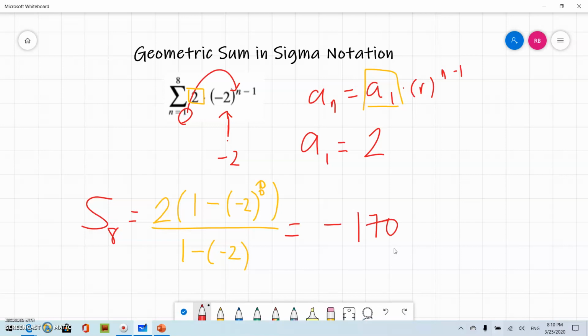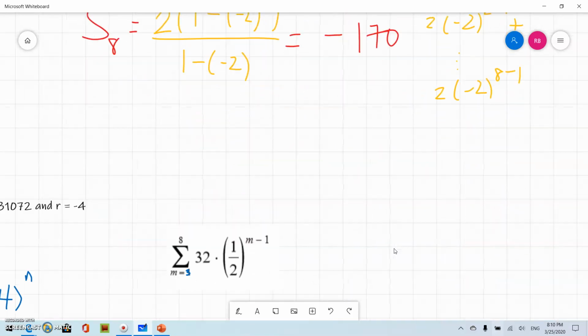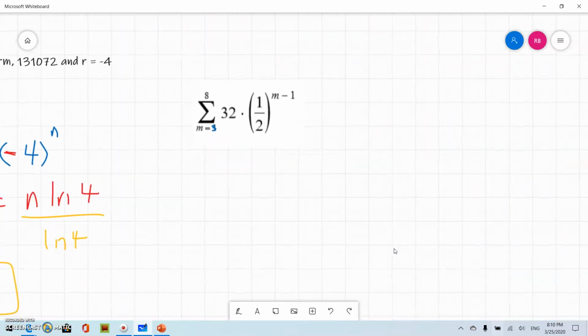But again, since it's a small number in the sigma notation, you can technically plug in 1, add 2, all the way to 8. You could do that. It will just take a long time. Okay? So I don't recommend it.